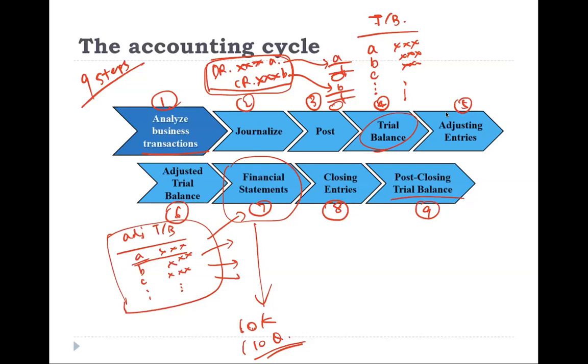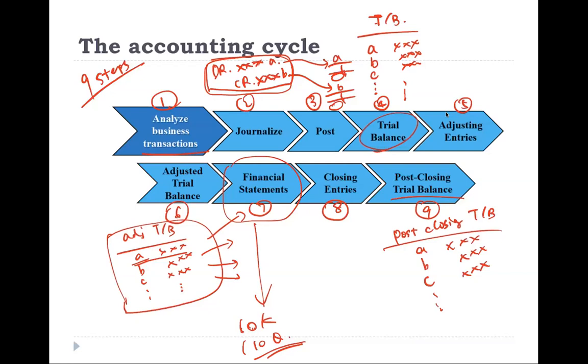And then we compile those accounts into a list, and that is called the post-closing trial balance, which basically tells us the balance for accounts A, B, C, and the different accounts at the end of the financial reporting period, after we have done the closing entries. So that is the overview of the 9-step accounting cycle.